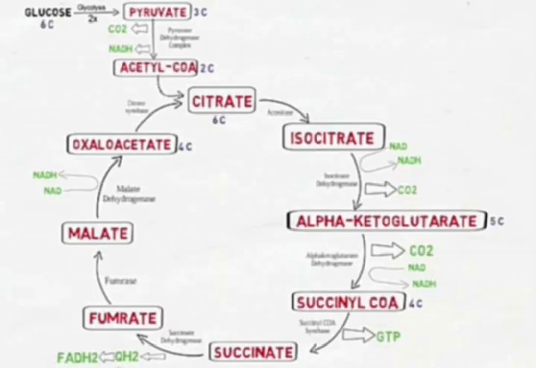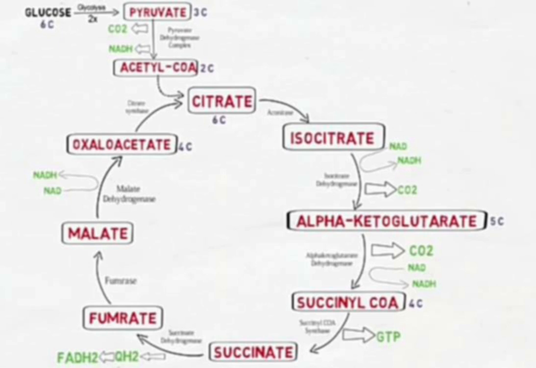The first step is pyruvate. And pyruvate is derived from glucose, which is a 6-carbon compound, and it is split into 2 molecules of pyruvate, which is a 3-carbon compound. The next step includes the oxidation of pyruvate into acetyl-CoA by the enzyme pyruvate dehydrogenase complex. And in this reaction, a molecule of carbon dioxide and a molecule of NADH is generated. The acetyl-CoA is a 2-carbon compound.